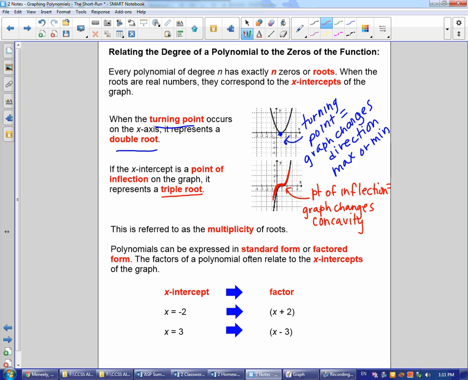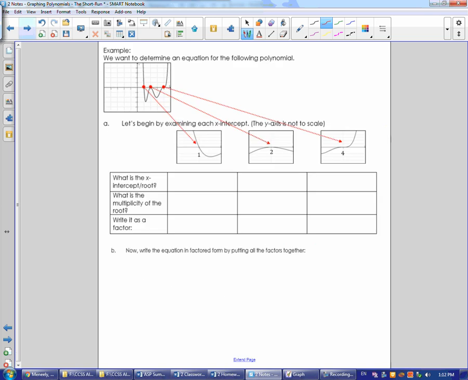Well, if x minus 2 happens to be a double root, that means that the quantity x minus 2 occurs twice, so I square it. If x equals 3 is a triple root, that means it occurs 3 times, and I would have to cube it. And so we'd put all of that together to be able to write an equation in factored form. So let's take a closer look.